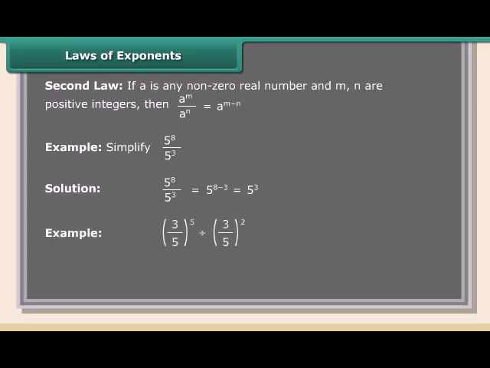Example. (3/5)^5 divided by (3/5)^2. Solution. (3/5)^5 divided by (3/5)^2 is equal to (3/5)^(5-2), which equals (3/5)^3.